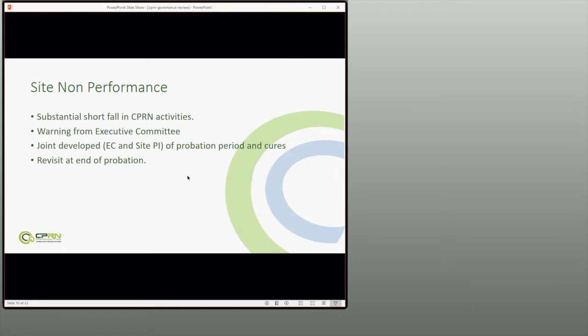Okay, another important topic is site non-performance, which we define as a substantial shortfall in CPRN activities that range from things like attending investigator meetings, but there's lots of action items, and it's really about doing the work of the network and, are we getting it done or following up? And in general, we want to pursue the carrot approach and not the stick approach. So basically highlight the organizations that are doing a great job and not shine the light of shame on the sites that are not getting it done.